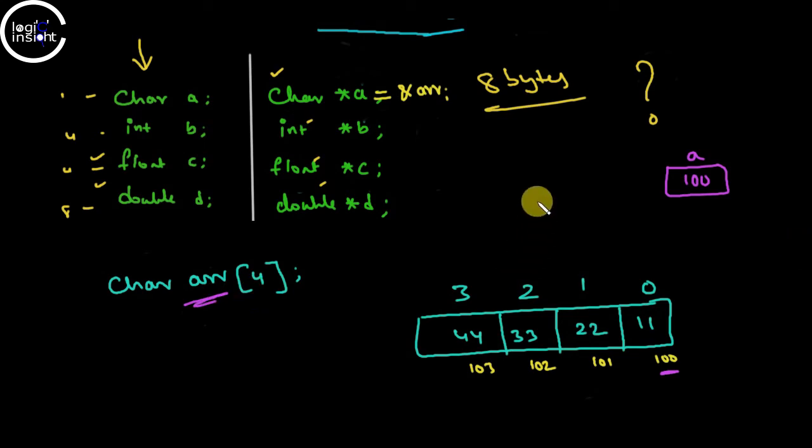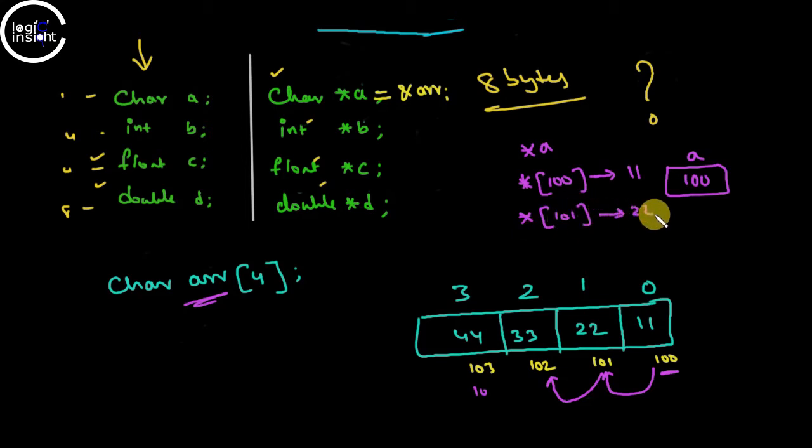Now if I increment it, it should point to this location. Yes, it's working, right? If I increment the value, I'll get location 101. If I increment again, I'll get location 102, then location 103. So it's working. If I fetch the value, for example *a, the value contained in a is 100, which is nothing but the address. If you dereference it, the value will be 11. If I increment the pointer, then the value will be 22. Here the array size is 4 and character allocates 1 byte, so there is no problem. If you increment, we get to the next value.